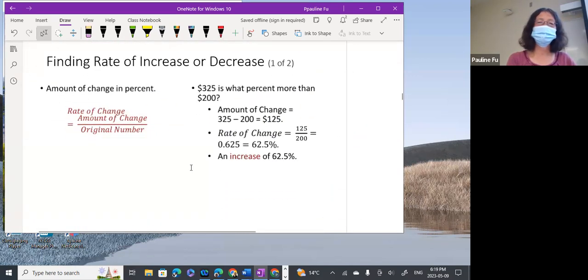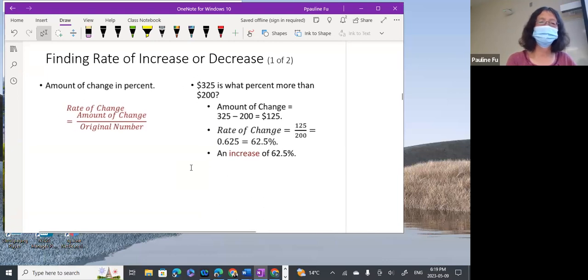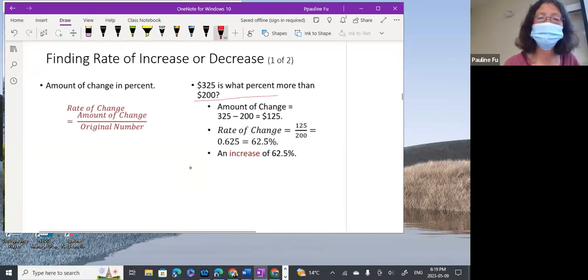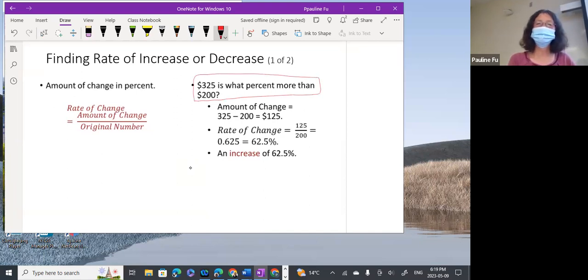This one is to find the increase or decrease. Let's look at this example. 325 is what percent more than 200? So step one, you figure out how much more. 325 compared to 200, so you figure out the amount of change. Use 325 minus 200, you got 125.